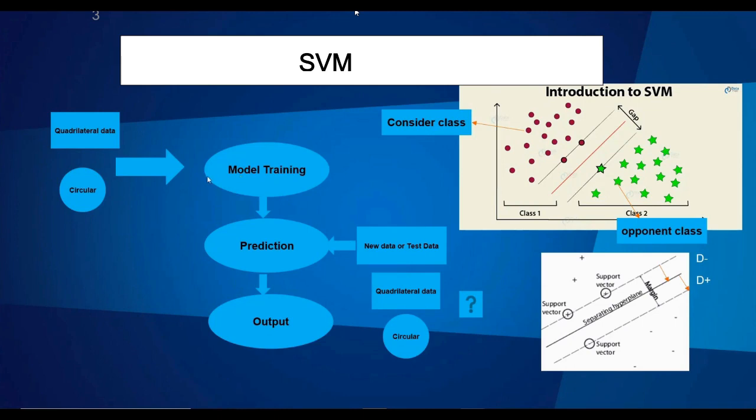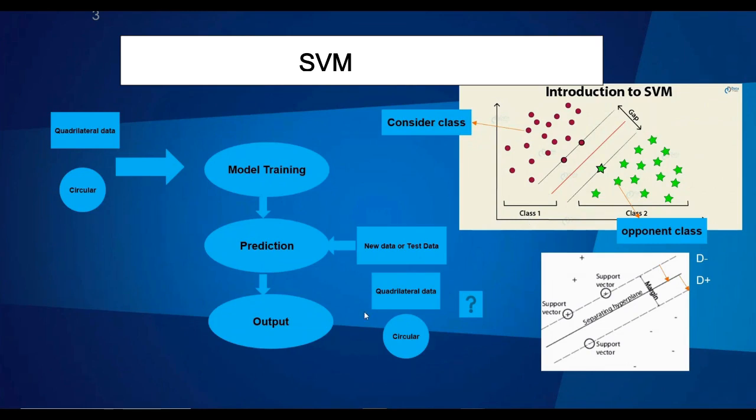Now the question is how we actually separate the data in SVM. Suppose you are creating a plane with two separated data sets. One we consider the consider class, which is my target class, and the other data, which is just the opposite of that, we call the opponent class.